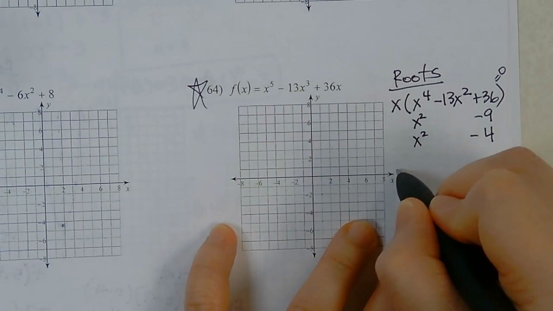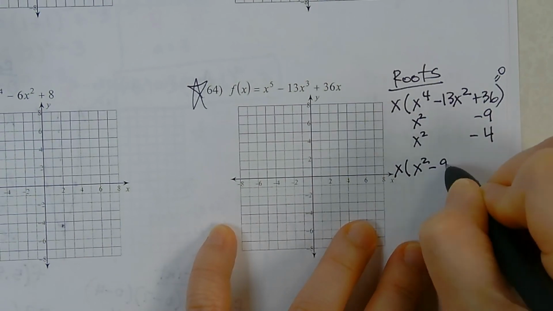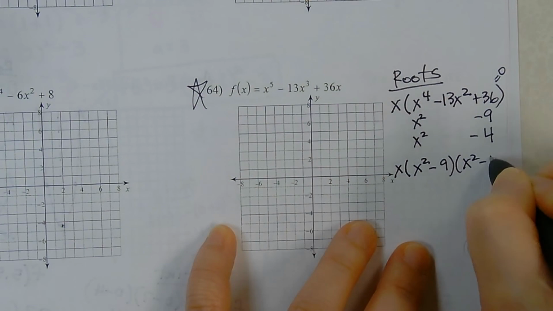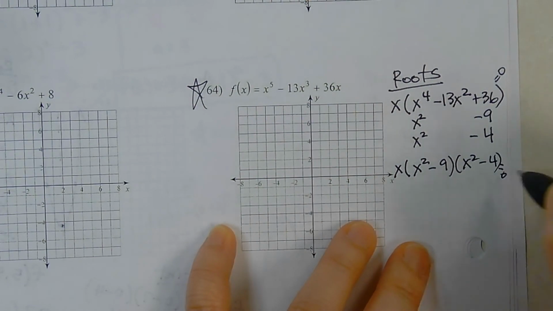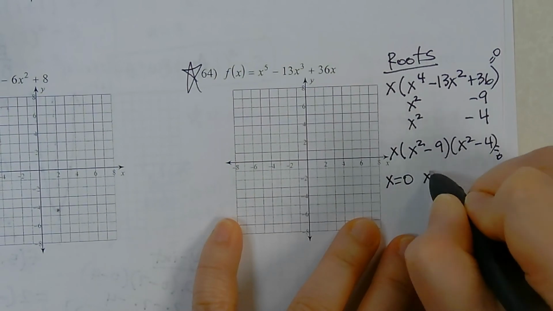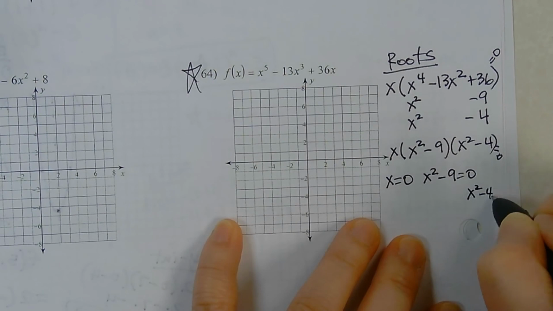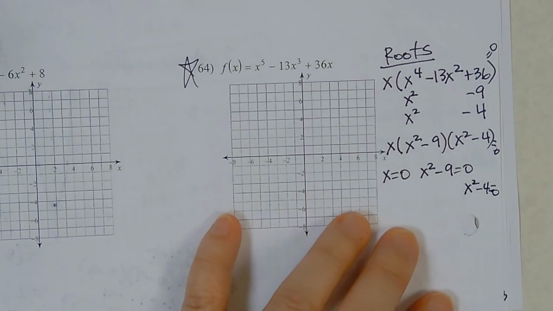Okay, so we're going to go straight across. So don't forget that x on the outside would be x times x squared minus 9 times x squared minus 4 equals 0. So we're going to set all of these equal to 0. Yes, I know I could factor more, but again, we're not checking to see if I could factor everything. We're just trying to find the roots.